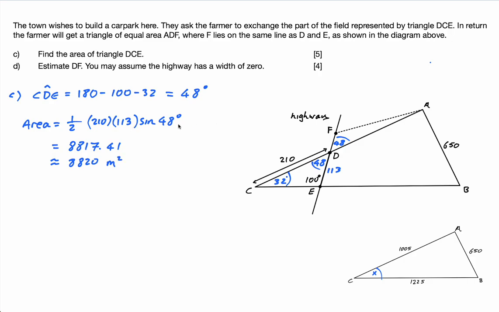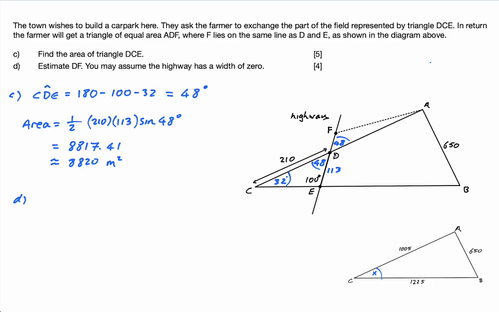Okay, now, would you not agree that that's a pretty easy 5 marks? Okay, question D. It says, estimate DF, this length here. You may assume the highway width is 0. Right, so this is 48.